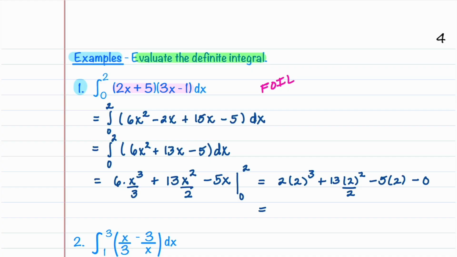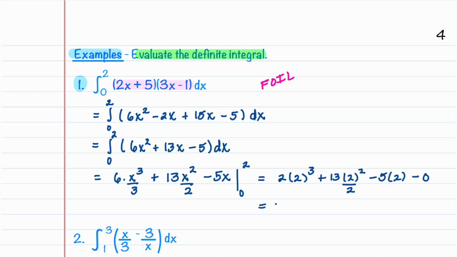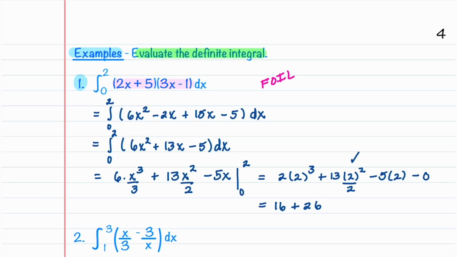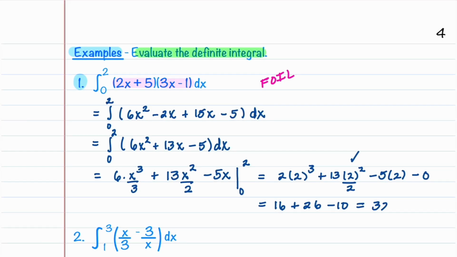Now let's see what this gives us. 2 cubed is 8, so 2 times 8 is 16. And then we have in our next term right here, 4 divided by 2, so that's just 2. So 13 times 2 is 26. And then we subtract 10. So this is just 16 plus 16, which gives us a value of 32.